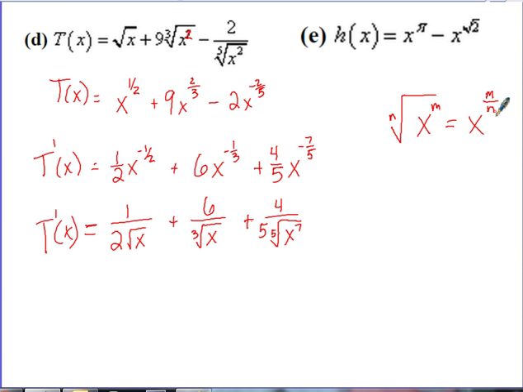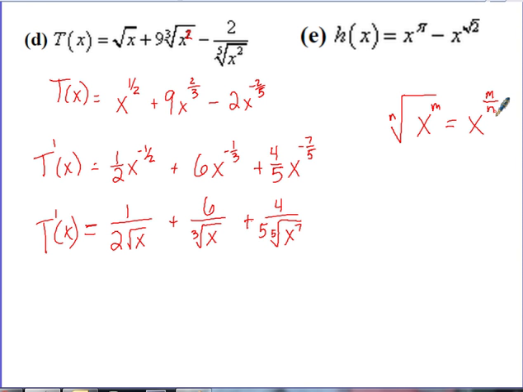So that's all I did. I said, look, I had the square root of x. I turned it into x to the 1/2. I had 9 cubed root of x squared, so I turned that into 9x to the 2/3 power. And then I had minus 2 over square root of x to the 5th root of x squared. So that became a negative 2x to the... Why was this negative 2 over 5?